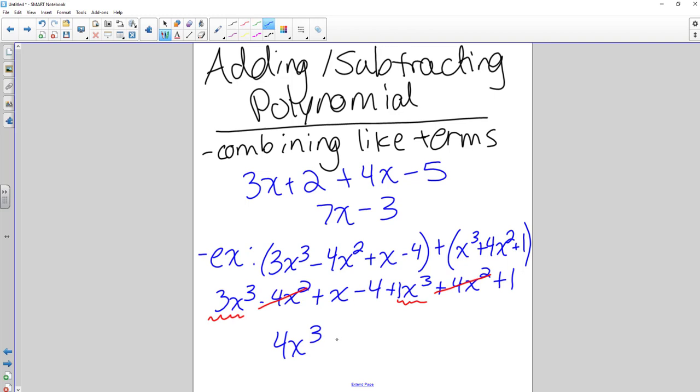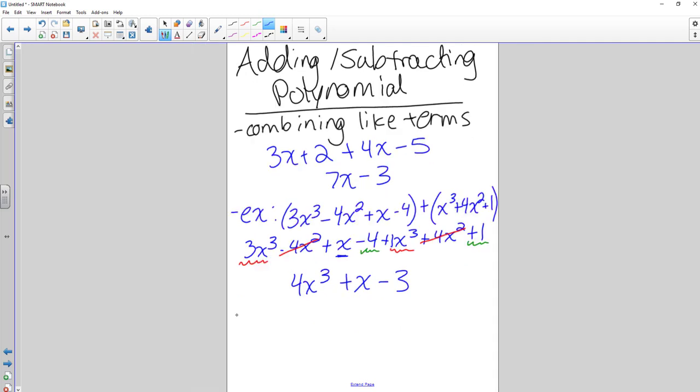The x, there's only an x, nothing to combine it with, so this one's going to come down. And then last, I've got minus 4 and plus 1. A minus 4 and a plus 1 is going to be minus 3. So that would be my combined added polynomial. Okay, let's do a subtract one as well.